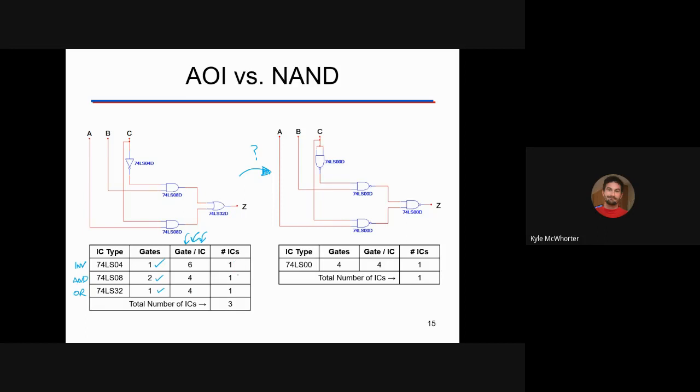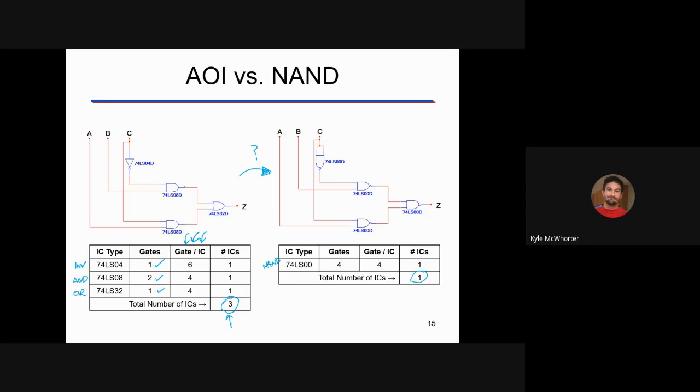So on our breadboard, we would have a total of 3 different integrated chips. But by switching it over to NAND technology or to NAND logic, it's still 4 gates, but they're all the same kind of gate. And the NAND chips are quad, like the AND and the OR. They come with 4 gates apiece, meaning we only need 1 chip to make the same exact circuit work.